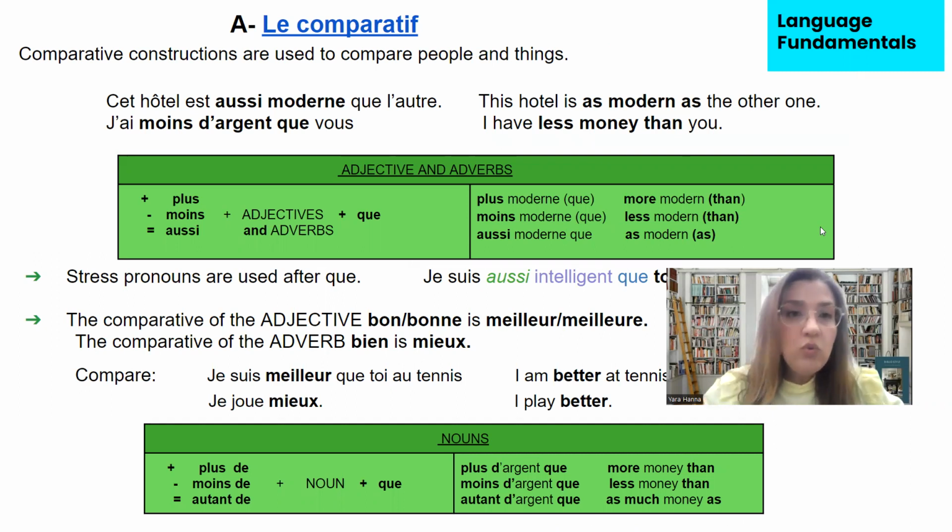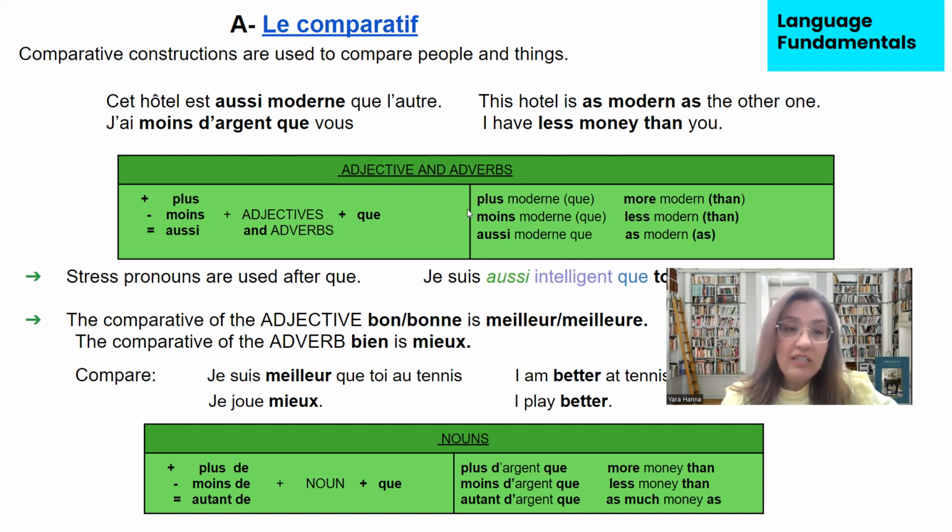Let's look at these two sentences. Cet hôtel est aussi moderne que l'autre. This hotel is as modern as the other one. J'ai moins d'argent que vous. I have less money than you. So, here in these sentences, we are comparing hotels and we are comparing people.